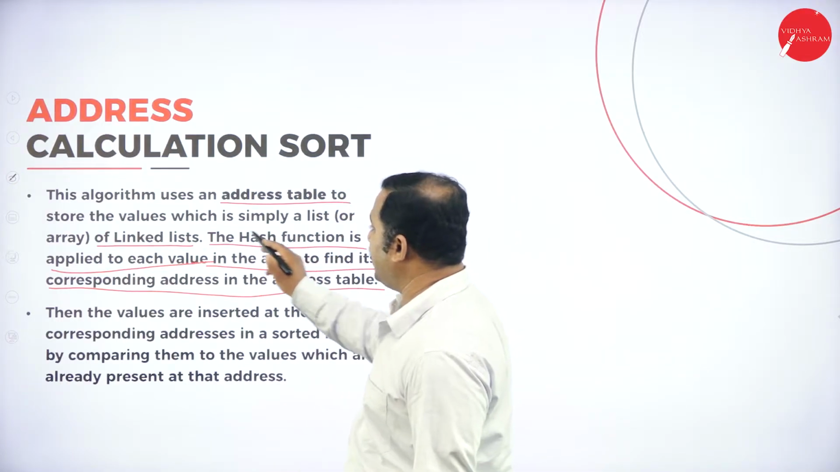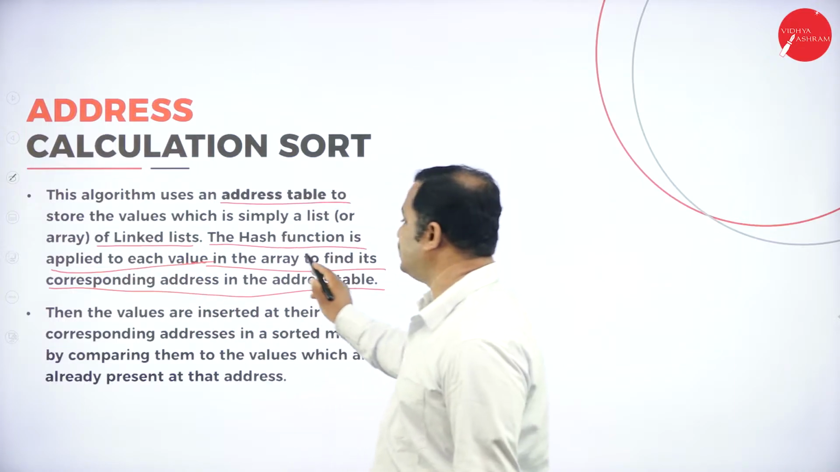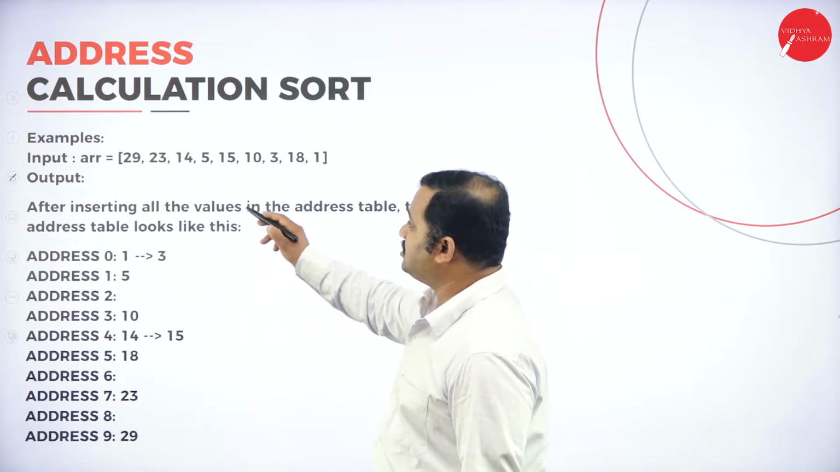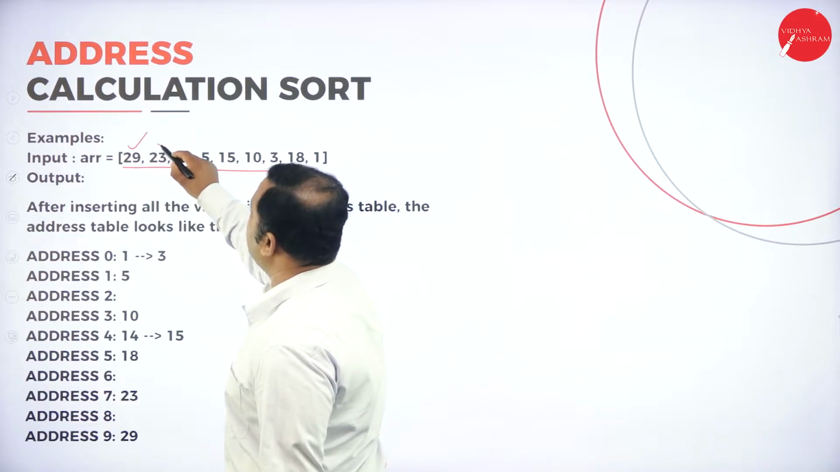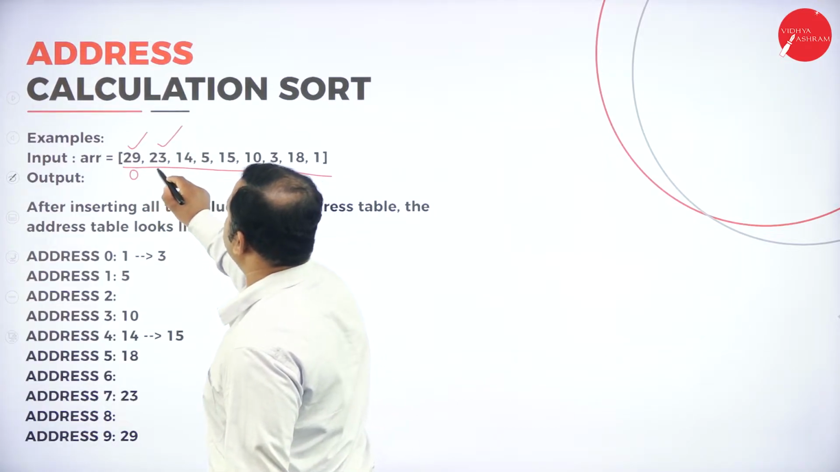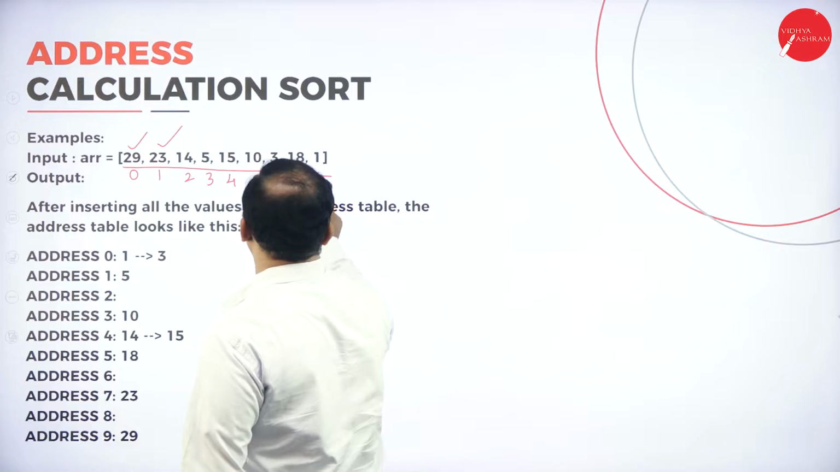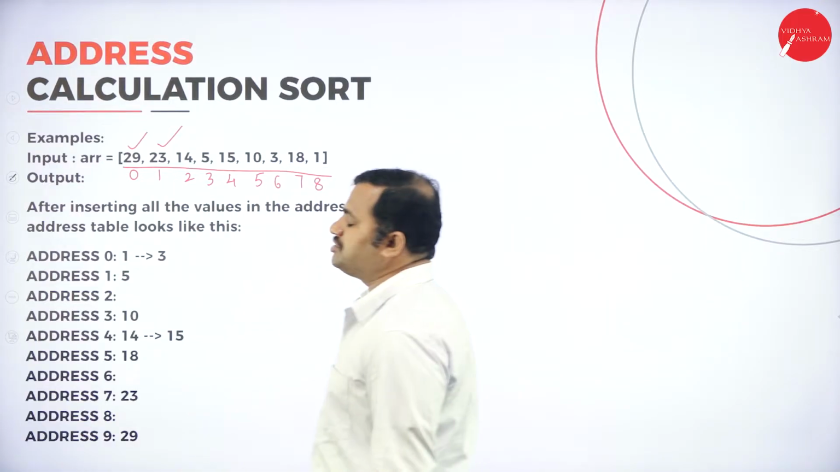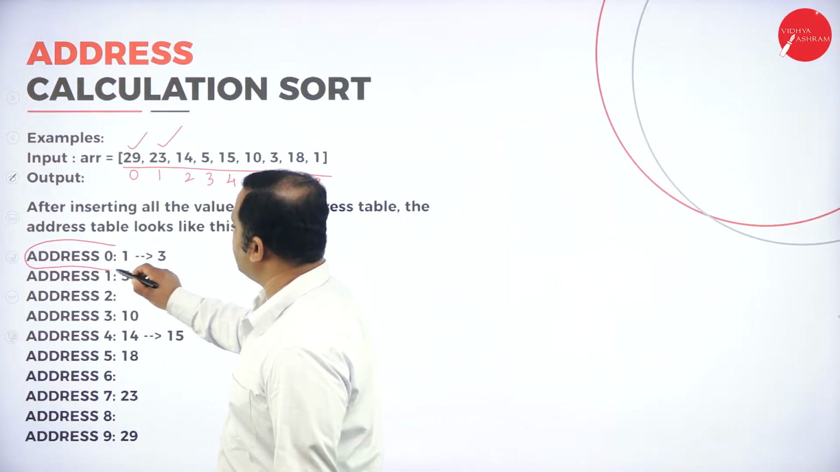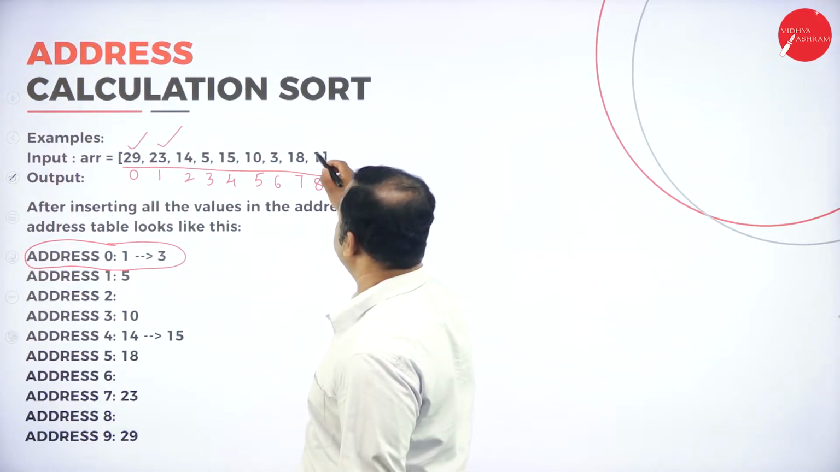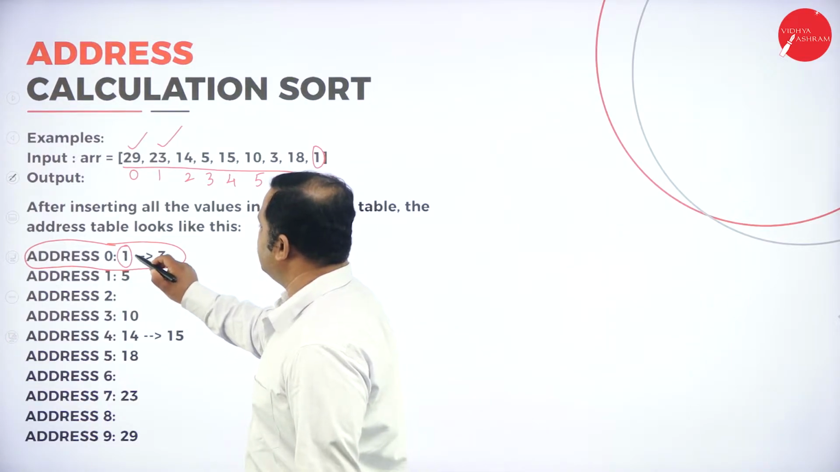This hash function is applied to each of the values in the array to find its corresponding address in the address table. So, if we consider these are the elements of an array, that is, first element is 29, second element is 23. If I consider this as 0, 1, 2, 3, 4, 5, 6, 7, 8, so totally we have 9 items here. If that is the case, what does the address table contain? The address table contains, that is address 0 contains 1, that is this value 1. Then 1 is linked with the value 3.